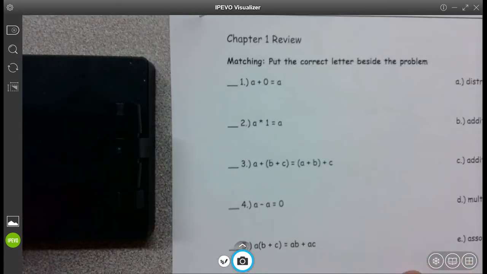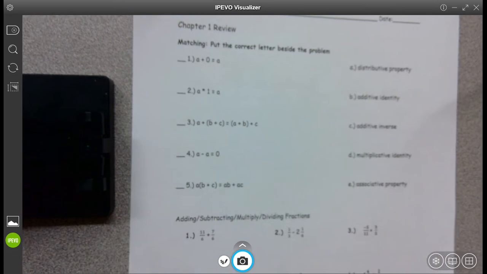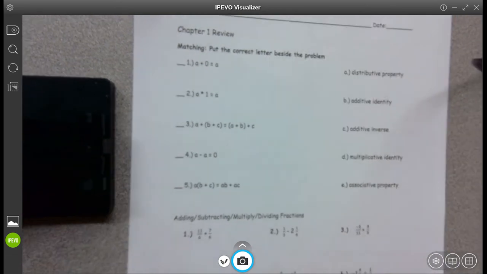So here is your review for chapter 1. I'm going to go through it quickly. We talked about this in class, but for those of you that didn't get to it, we're just going to go over the answers.